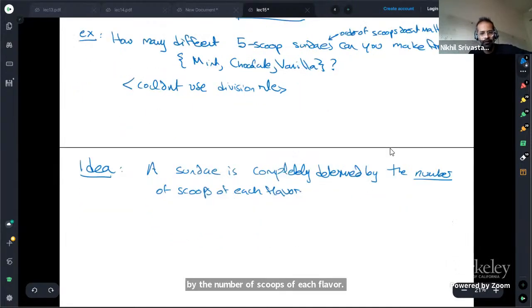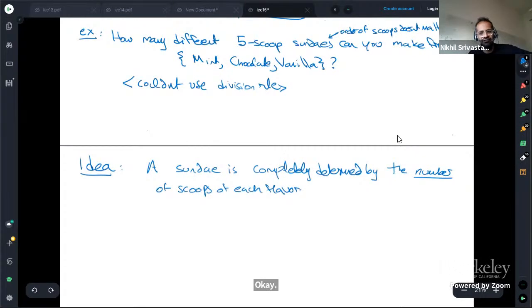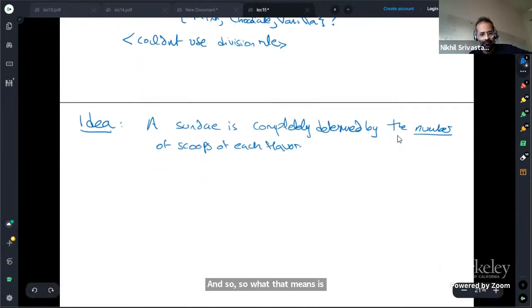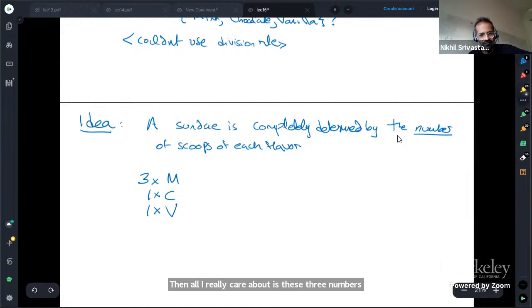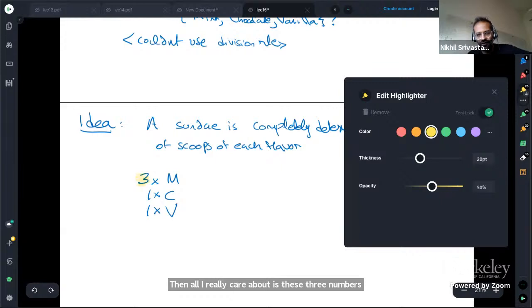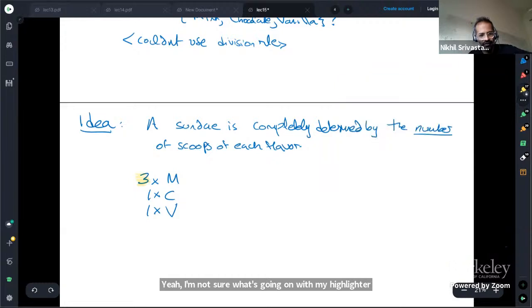What that means is that if I have a particular sundae which has, say, three scoops of mint and 1 scoop of chocolate and 1 scoop of vanilla, then all I really care about is these 3 numbers here. 3, 1, and 1. And the important thing is that these numbers add up to 5.